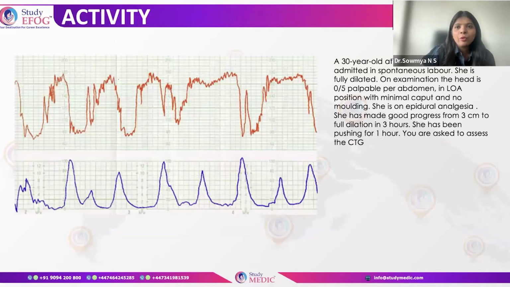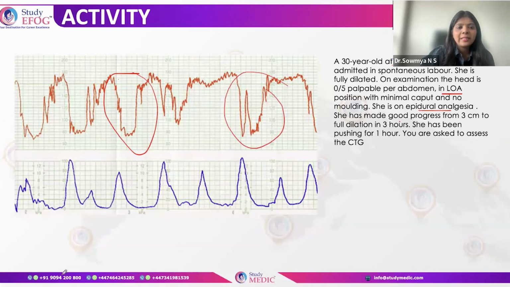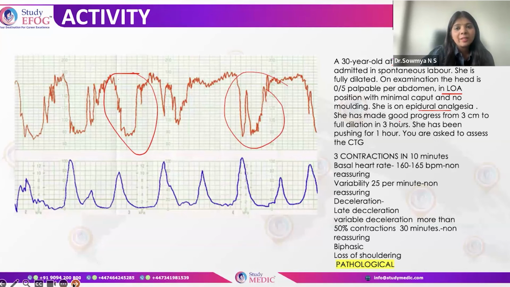Okay, what do you do? Obviously, here you need to look into the scenario: a term pregnancy, 0/5 palpable, left occipito anterior, epidural, good progress from 3 centimeters to full dilatation in 3 hours, been pushing for 1 hour. So what is this CTG all about? You can see the W pattern, you can see the variable deceleration. So obviously this is pathological.